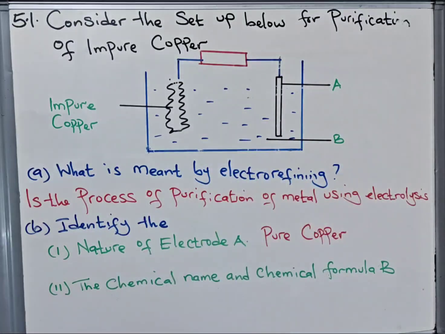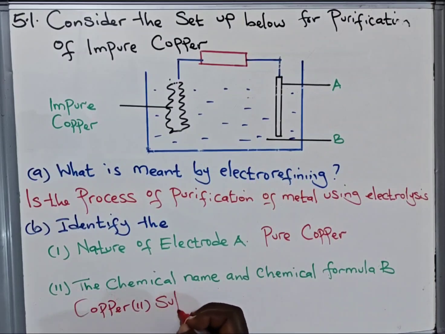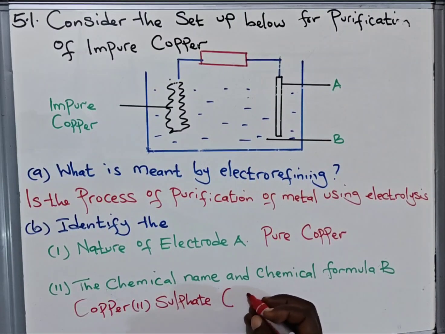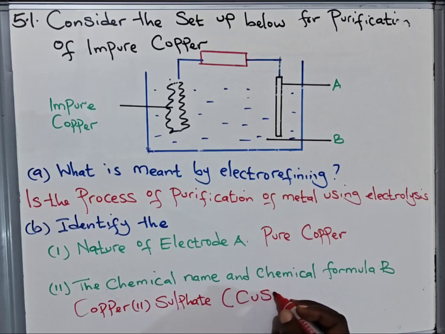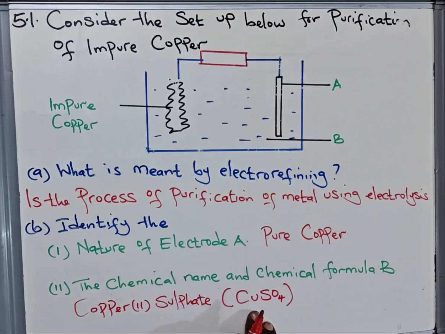And there are so many. Preferably we can say the chemical name is copper(II) sulfate. And what is its chemical formula? It is CuSO4. Copper has combining power of valence 2 and sulfate has valence 2. So if they are 2, they cancel each other, and this is what we get.